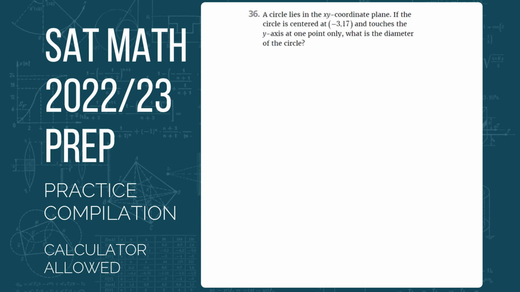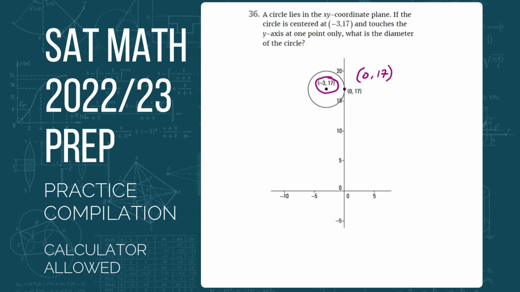We can solve this by sketching what we see here. So this is our circle with center at negative 3 and 17. It touches the y-axis at 1 point only, and that point would be this point, which is 0 and 17. What is the diameter of the circle? From this figure, we can see that the radius here is 3. So obviously, the diameter will be equal to 3 times 2, which is 6.